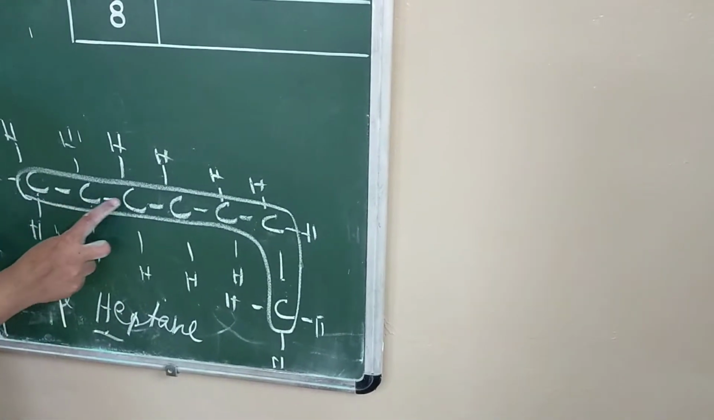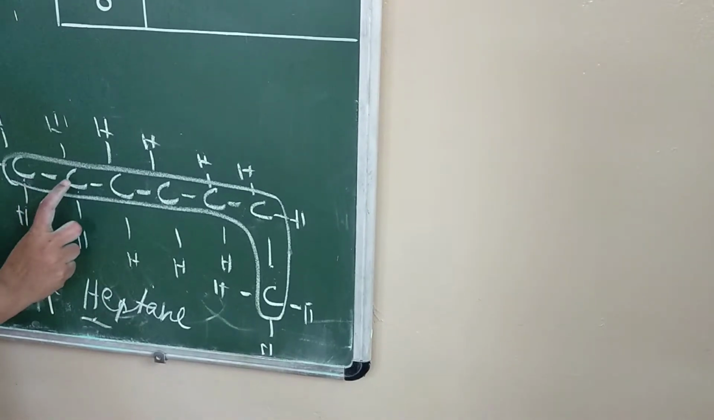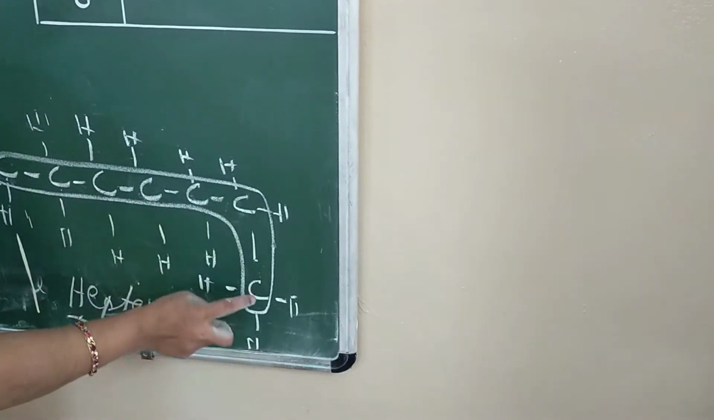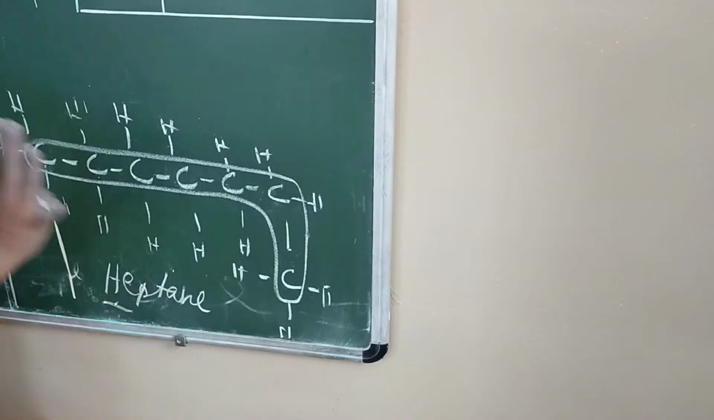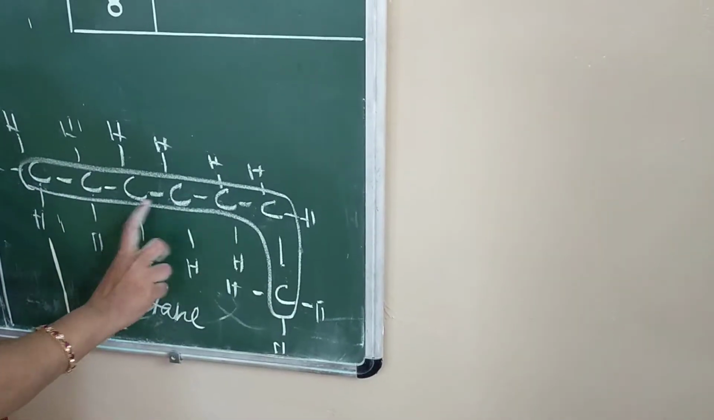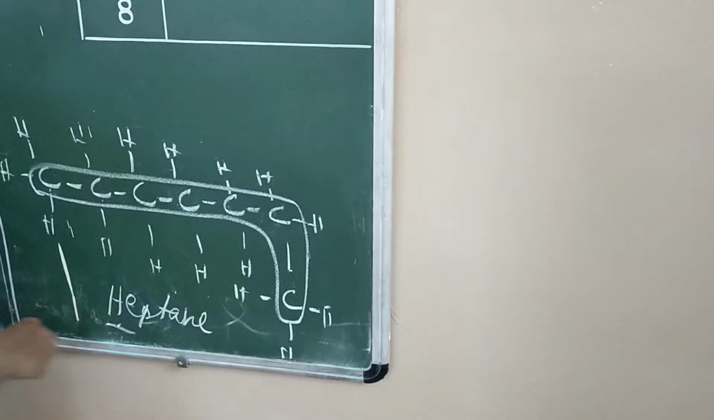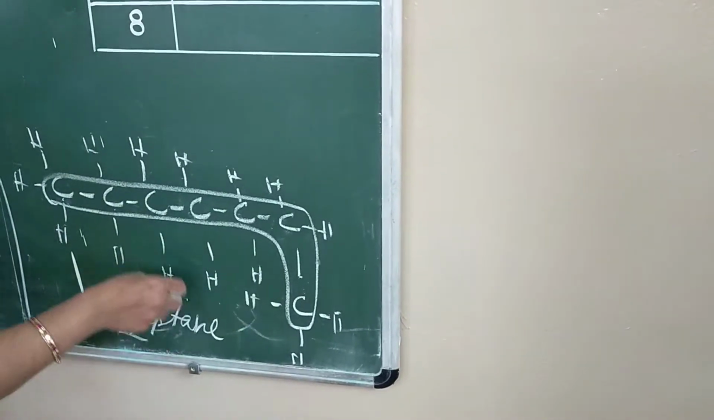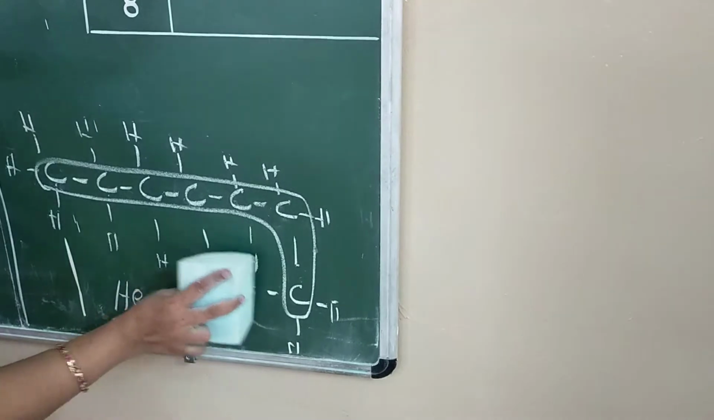Here also, how many carbon atoms are there in a straight line? 1, 2, 3, 4, 5, 6, 7. So this also comes under heptane only. So if it is bent, you have to check how many are present in the straight line. If you break it and attach another carbon atom, then only the name will change.